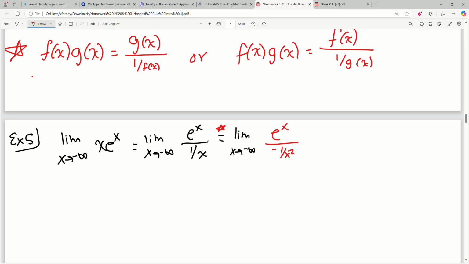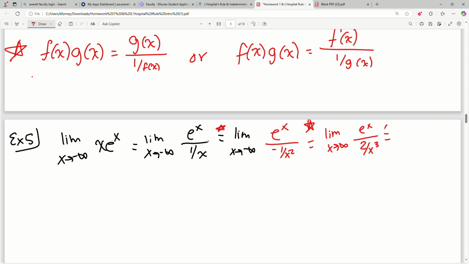Fabulous. So at this point, I haven't gotten anywhere because you're still going to have 0 in the denominator when you take your limit, and you can't have 0 in the denominator. So say we want to take L'Hopital's rule again, e to the x, but that negative 1 over x squared, when I take the derivative of that, becomes positive 2 over x cubed. I'm still going to have what in the denominator? 0.